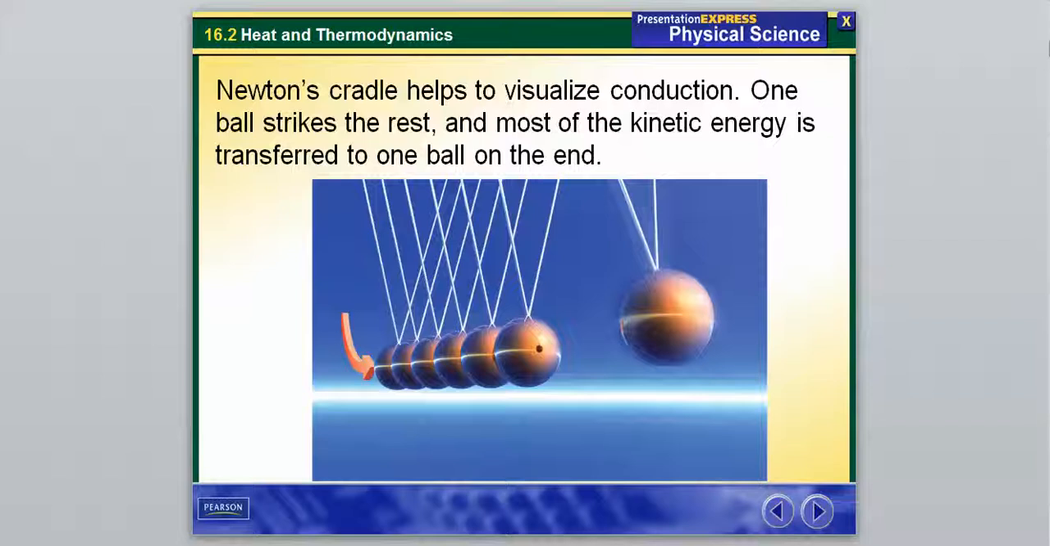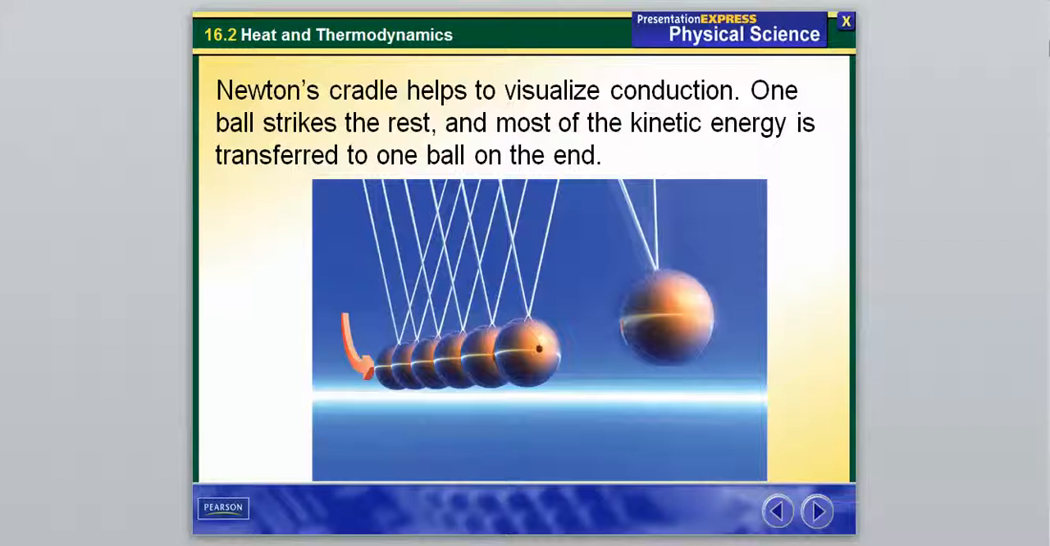So one example here to introduce us is Newton's cradle. I think one of you used that in your Rube Goldberg machine. It helps us to visualize a process that's known as conduction. One ball strikes the rest, and most of the kinetic energy is transferred to one ball on the end. So conduction is going to be one way that heat is going to move through different types of objects.